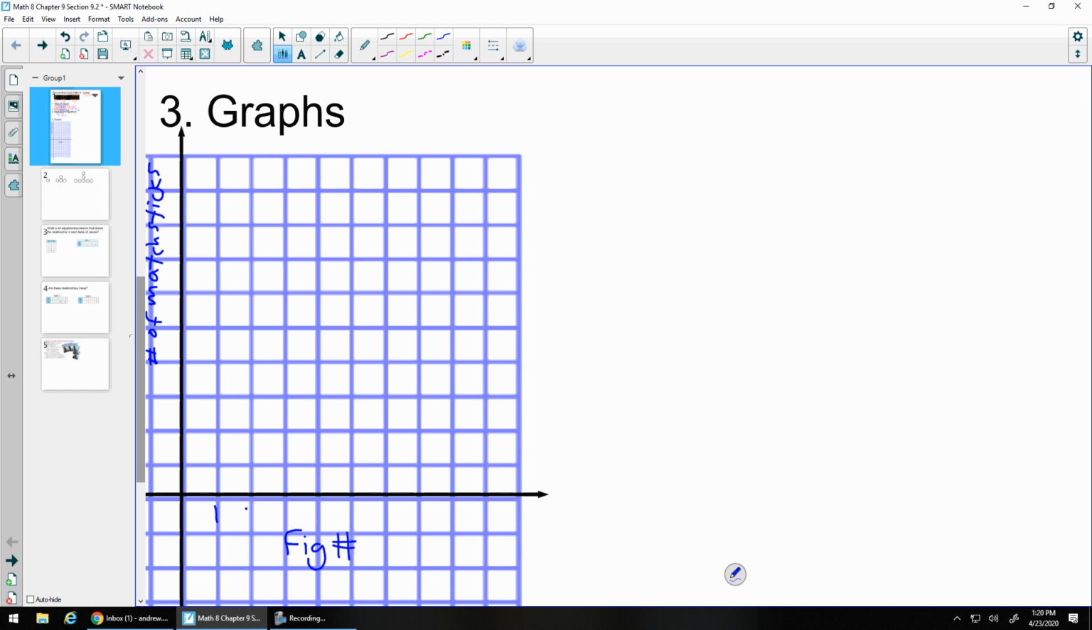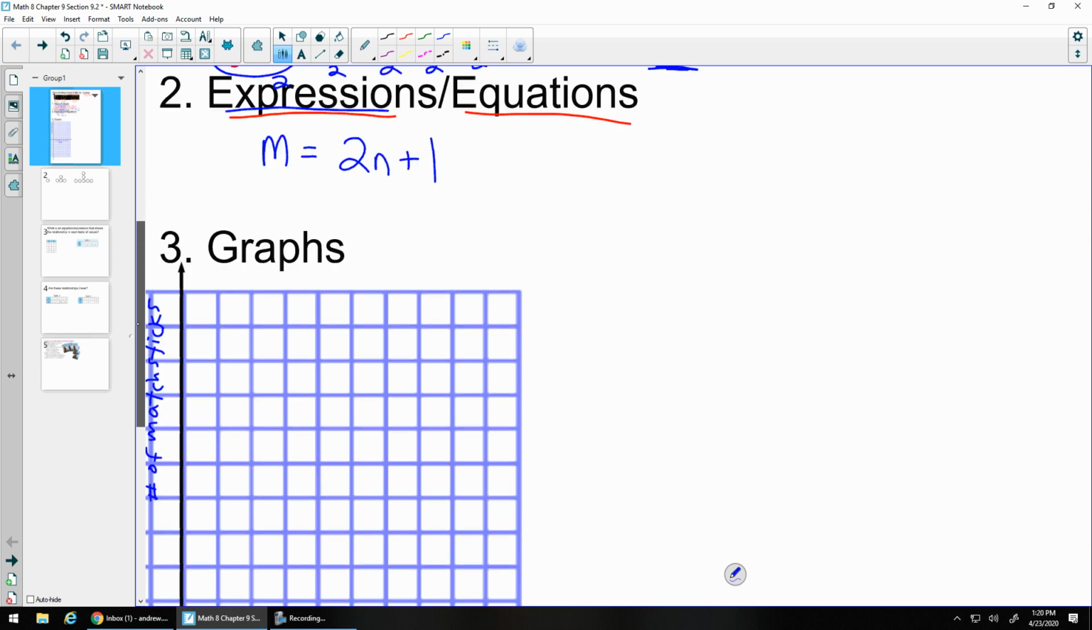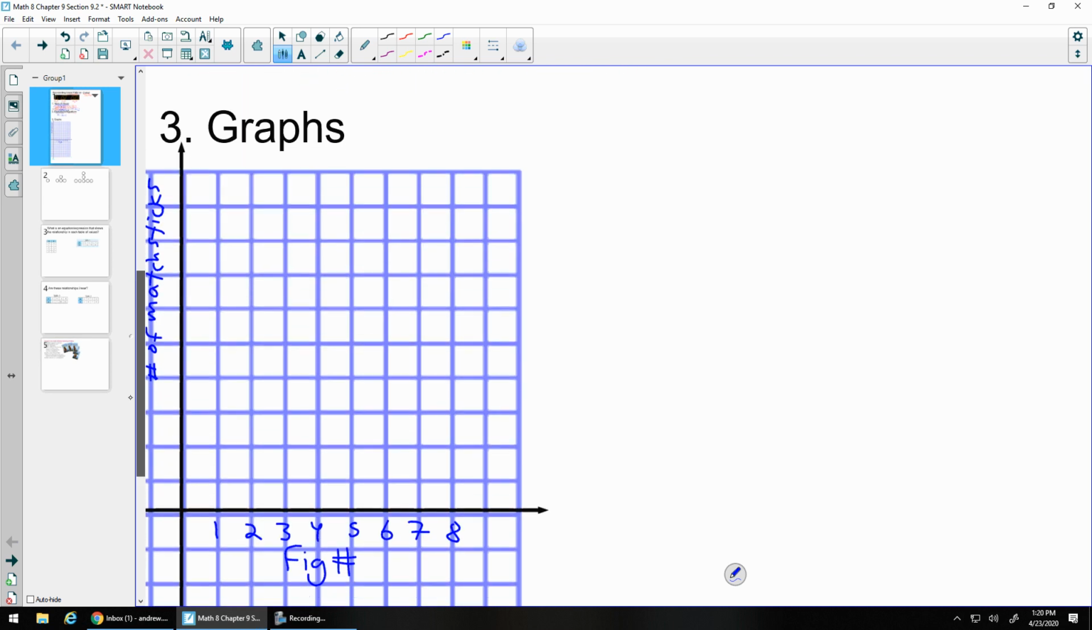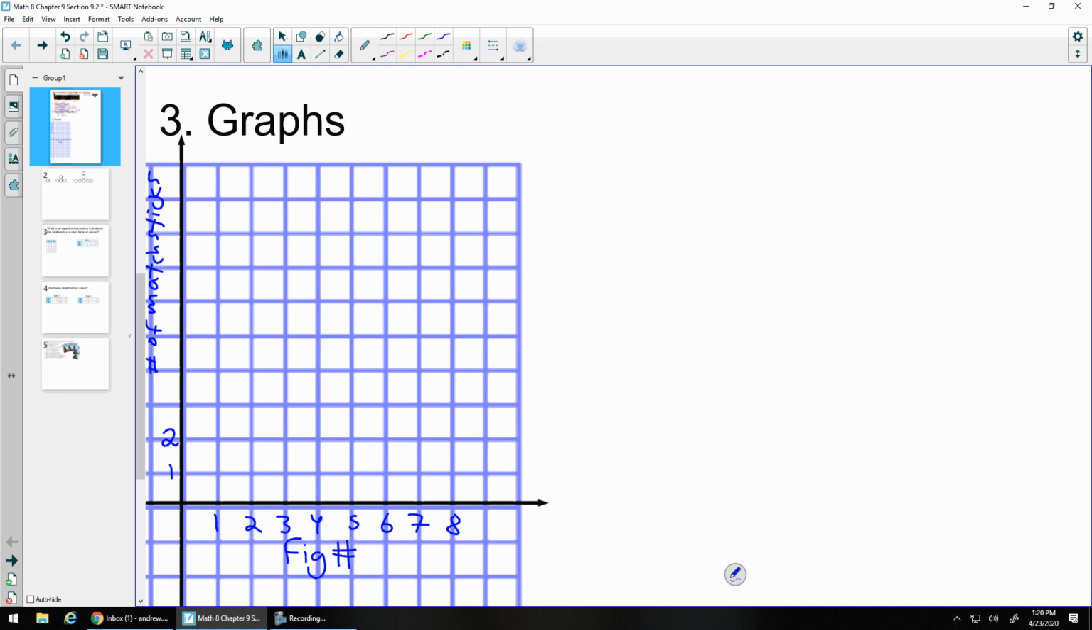So 1, 2, 3, 4, 5, 6, 7, 8. I'll go up by just 1, I guess. 1, 2, 3, 4, 5, 6, 7, 8, 9, 10. Okay, let's switch to red.